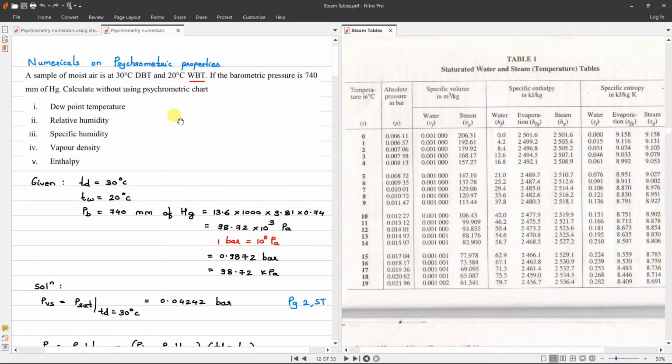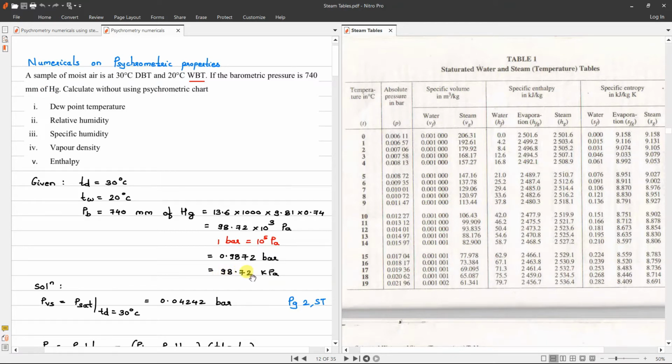You just have to plot dry bulb temperature and wet bulb temperature on the psychrometric chart, and within seconds you will get the answers. So you don't have to use the psychrometric chart when only 1 point is given; you have to use the steam table. That is the first point. The second point is that the psychrometric chart is designed for atmospheric pressure. Suppose we don't have atmospheric pressure. Here the value is 740 millimeter of Hg, which is not 101.325 kilopascal.